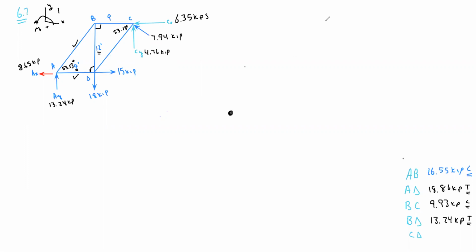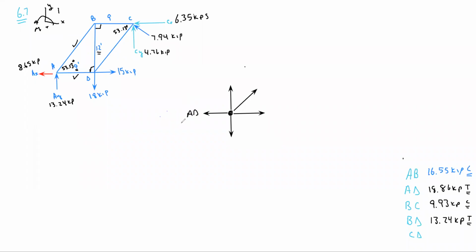So point D, a couple forces coming from point D. That is AD. That is DB. Oops, that was a mess. All right, there we go. CD, 15 kip force, and the 18 kip force. Let me take a minute to get everything labeled. All right, AD.